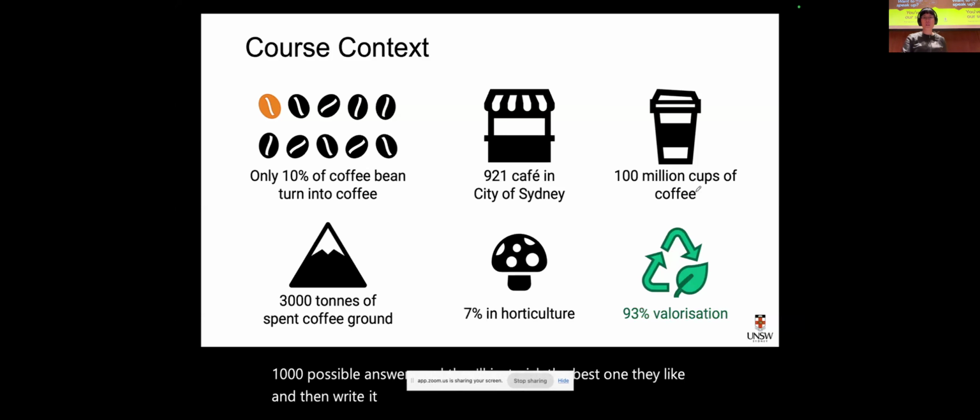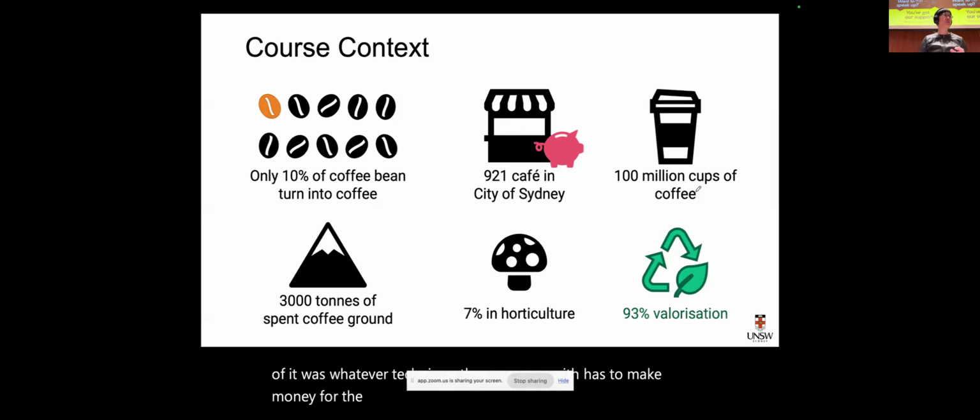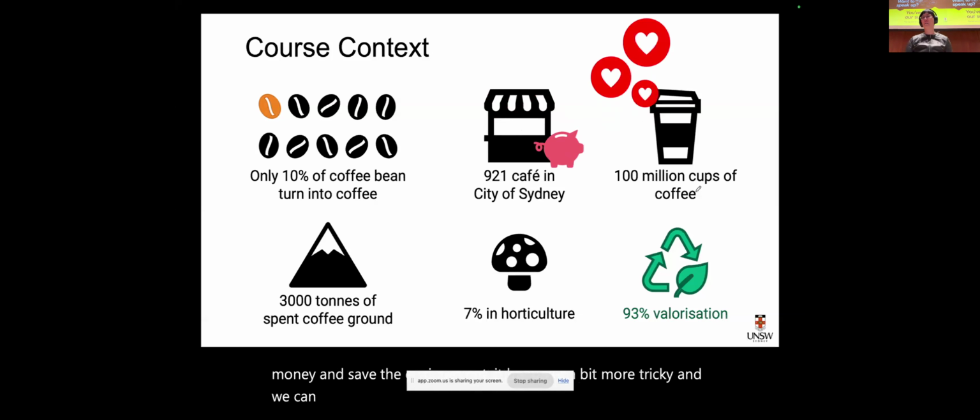So what we did in this course is we said there's an extra constraint. One of it was whatever technique they come up with has to make money for the cafe. So anyone who's been working in that sustainability area knows that the moment you try to make money and save the environment, it becomes a bit more tricky. And we can also say things like, and the coffee drinker has to love it, all right? So now there's a triple constraint, and the students really need to think how to solve this problem. They just can't go to ChatGPT, type in a little prompt and get an answer there.